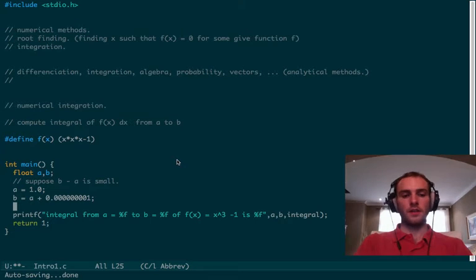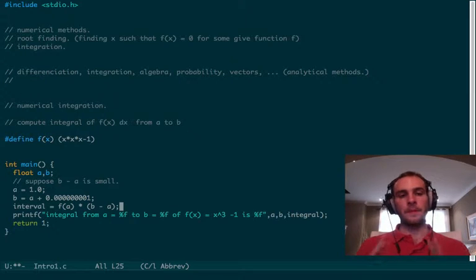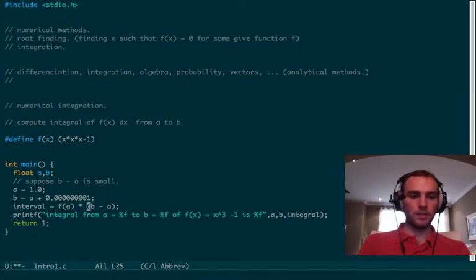So for instance, we can say interval equals f of a times b minus a. All right, that's a rectangle. You have the length of the side times the length of the base or whatever, and that gives you the area of the rectangle, and that's what we're doing here. All right.